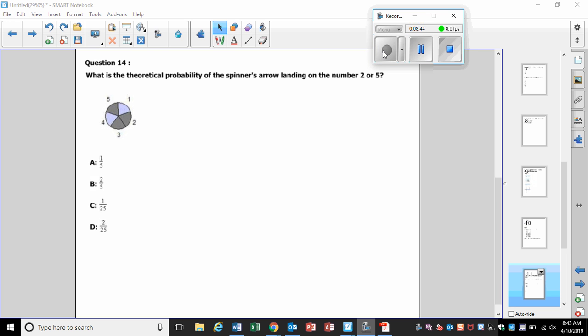Question 14. What is the theoretical probability of the spinner's arrow landing on the number 2 or 5? Choice A, 1/5. Choice B, 2/5. Choice C, 1/25. Or choice D, 2/25.